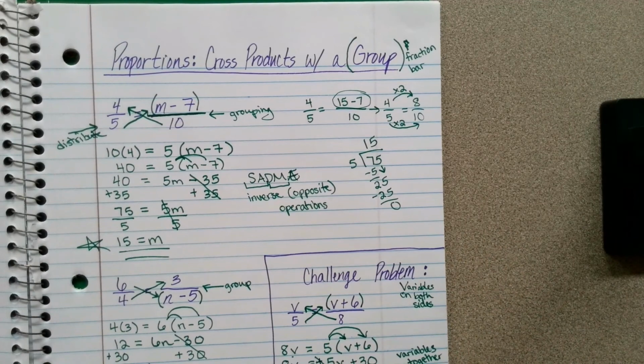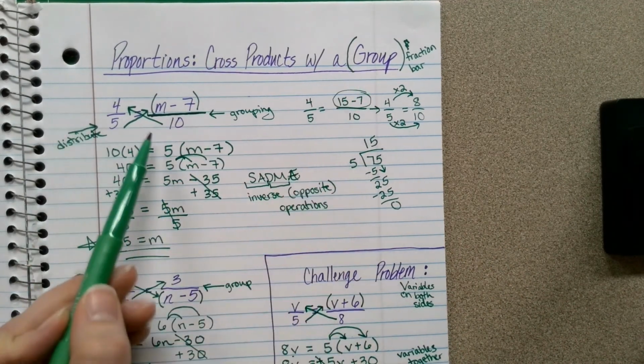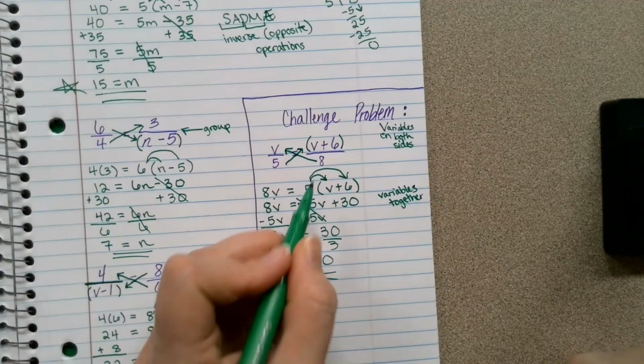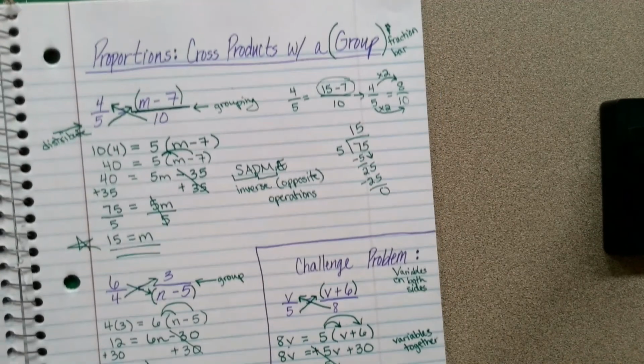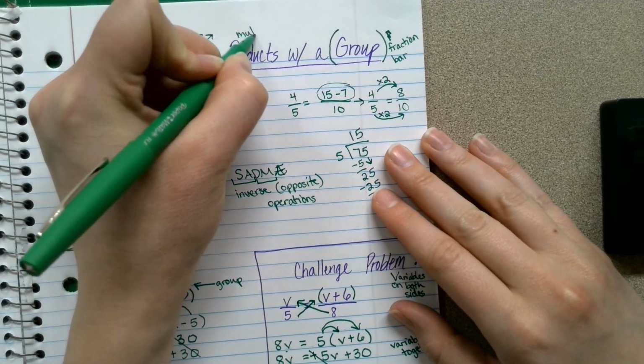We're using cross products when there's a group there. We want to use cross products when there's a group because that'll create a nice equation that we can solve, whether it's a one-step or a two-step or maybe even a multi-step problem, but using cross products. So multiplying across diagonally.